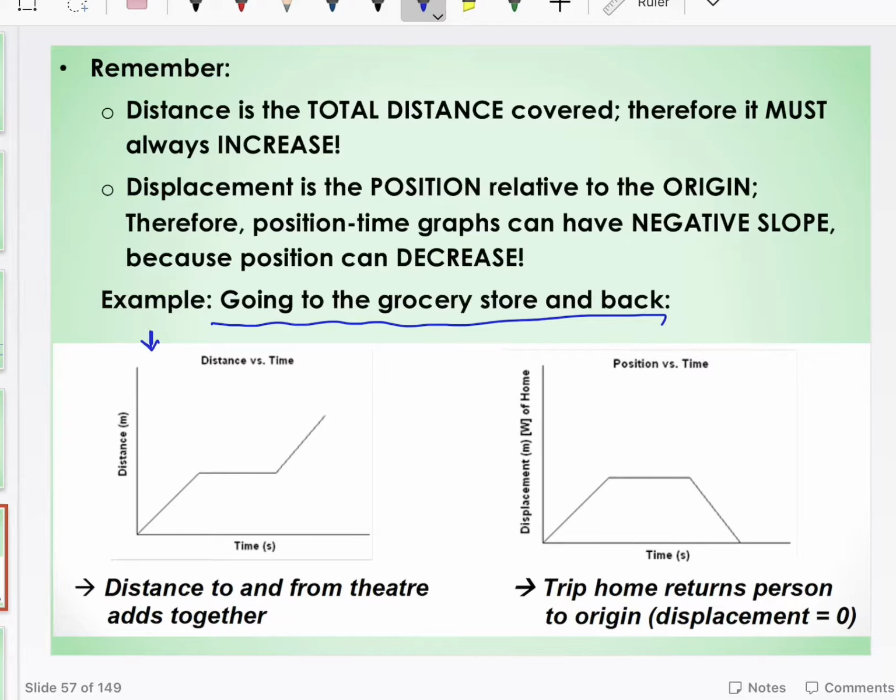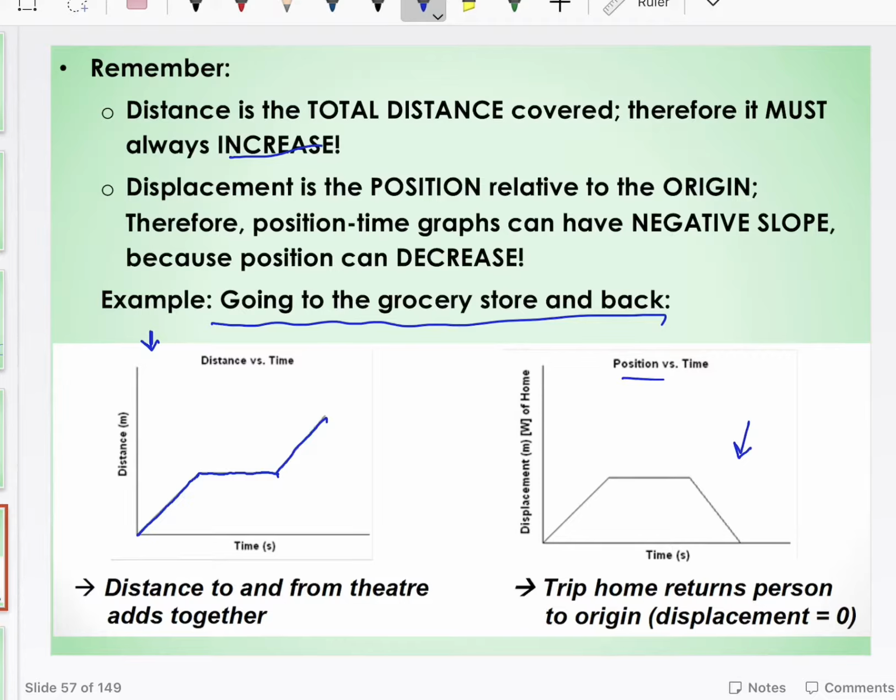The person started walking to the grocery store, they stopped, had to do their shopping, and then they started walking home. But because distance doesn't account for direction, it's just about the total amount of space covered. Even though they were walking home, their distance number, like a step counter, is still increasing, okay? So a distance graph always has to be moving in the upward direction. It's never going to go down like we see over here on a position time graph, okay?